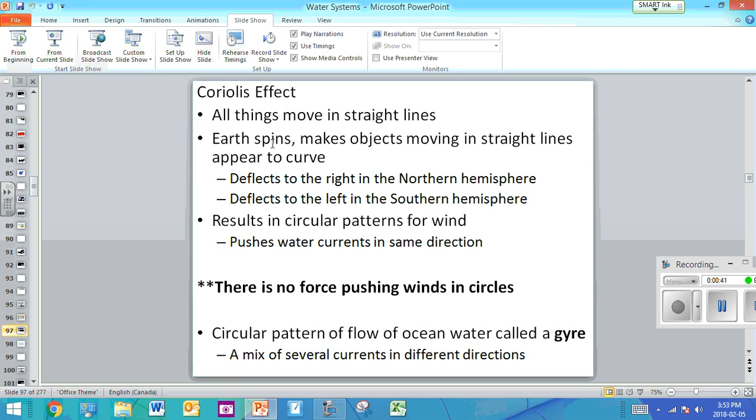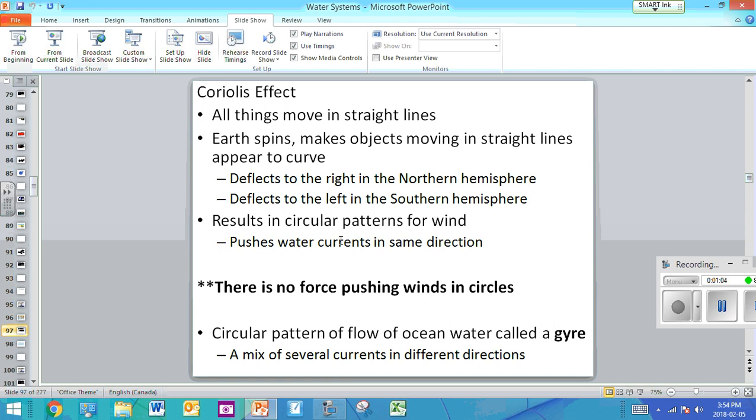But the Earth is spinning, and if the Earth spins underneath all of these moving straight lines, ocean currents, wind, it makes everything appear to curve. We'll look at some videos together in class about how this actually works, but what you need to know is that it deflects, which means appears to push or curve things, to the right in the northern hemisphere and to the left in the southern hemisphere.